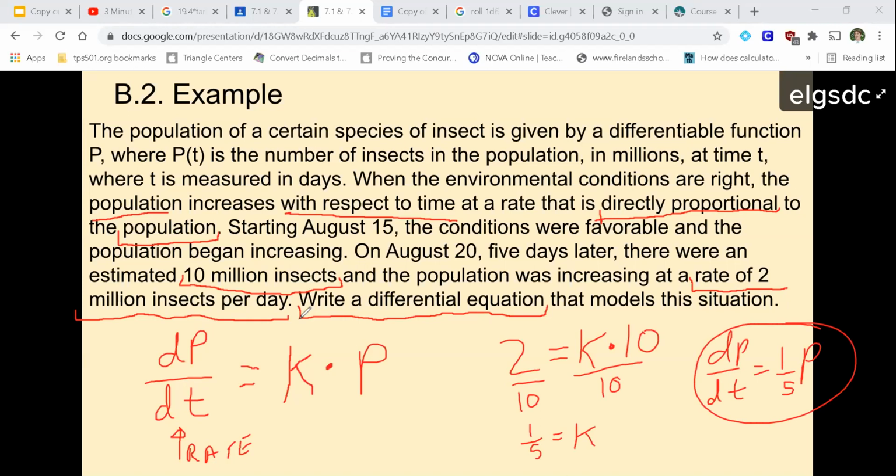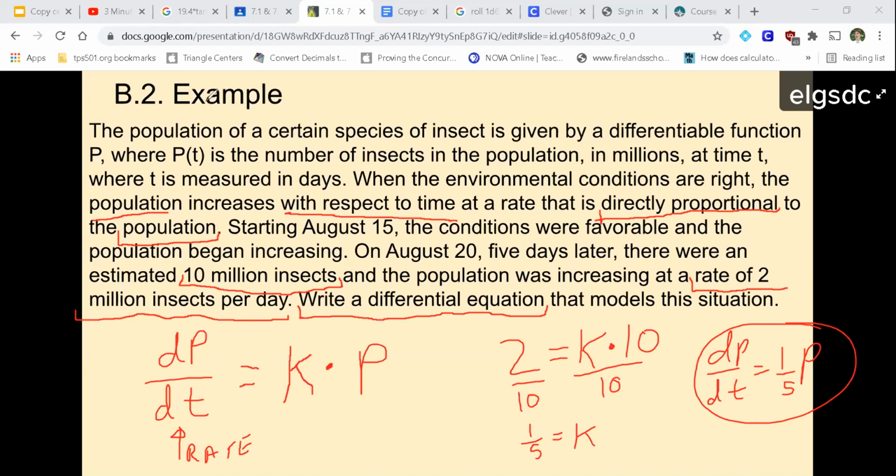Wait, so why did we plug in 2 for dP/dt? Because that is the rate that the population was changing per day, when P was 10. So you can see in terms of words per difficulty, words far outweigh the difficulty of this problem. It is wading through the words to pull out the key information. And then I think you're fine.